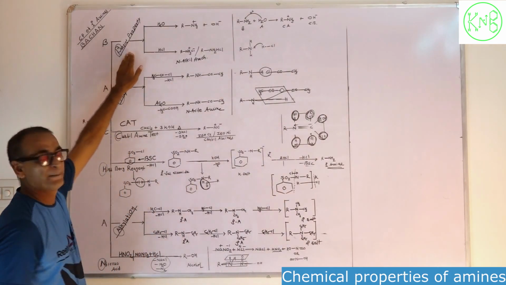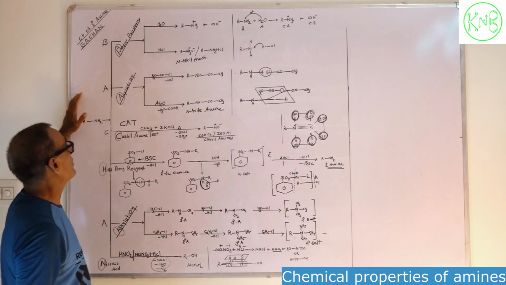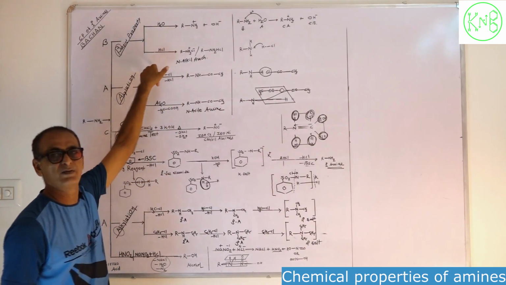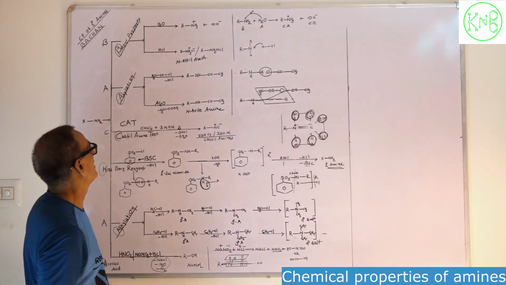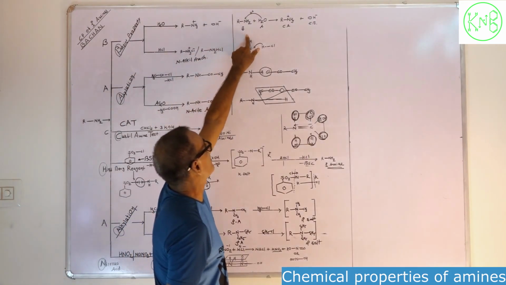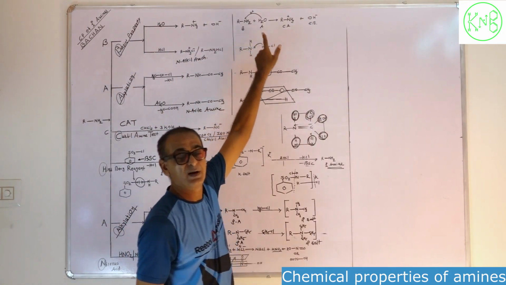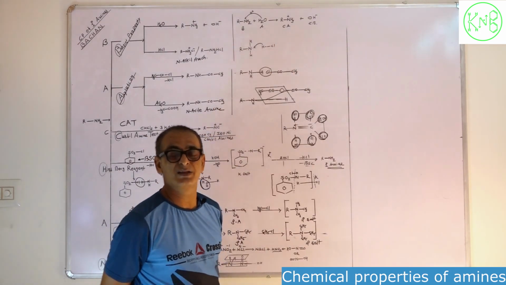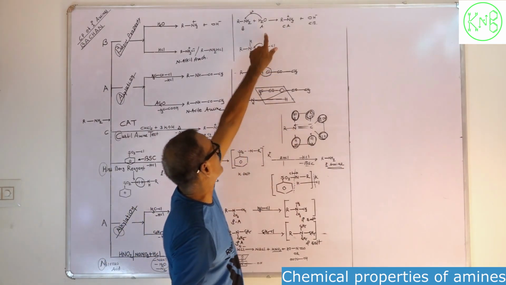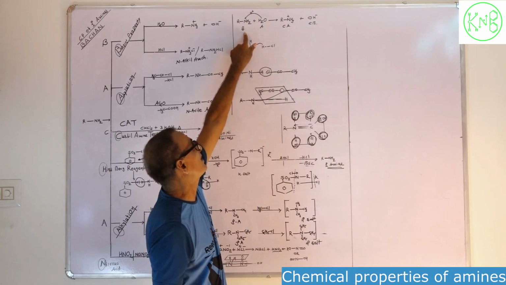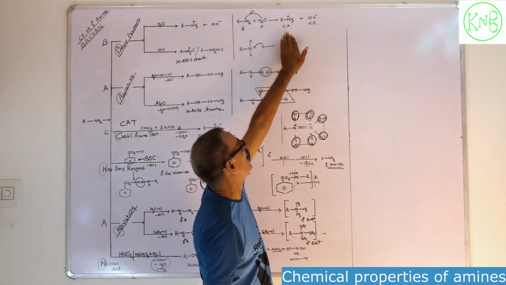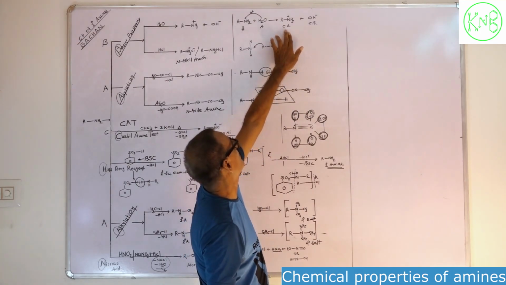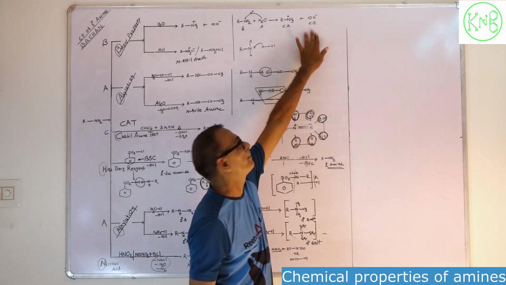First one, basic property. Basic property can be explained by two reagents. First one, a water molecule, second one, hydrochloric acid. RNH2 plus H2O: as per Lowry theory, a base has a tendency to accept a proton. That's why one proton will transfer from water molecule to amine and gives RNH3 plus OH minus. This is the conjugate acid of the base, and this one is the conjugate base of water.